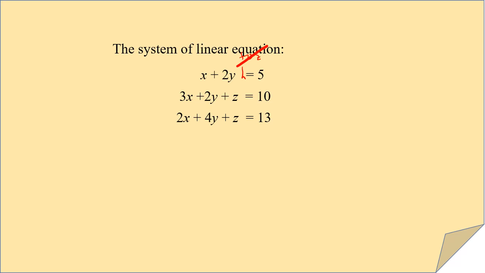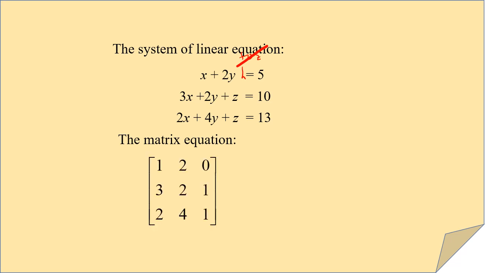Okay, to write this down in matrix form, what is the coefficient of the variables? Remember, for the first equation, for z the coefficient is equal to 0. That's why for matrix A we have 1, 2, 0, and 3, 2, 1, 2, 4, 1. And the variables are x, y, z equal to the constants 5, 10, 13. Now we want to solve for x, y, z.